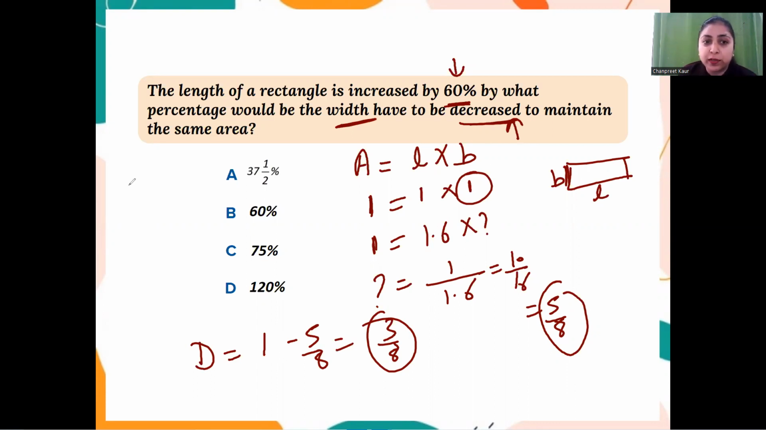And if you want to convert it into percentage, just multiply it by 100. So 3 by 8 into 100, that is going to be 37.5%. So 37.5% is going to be your answer. I hope this is helpful for you.